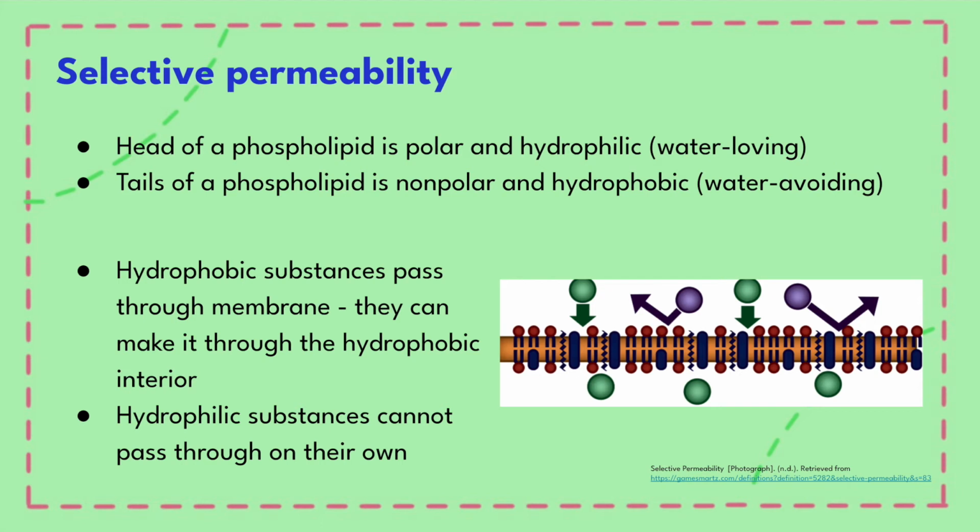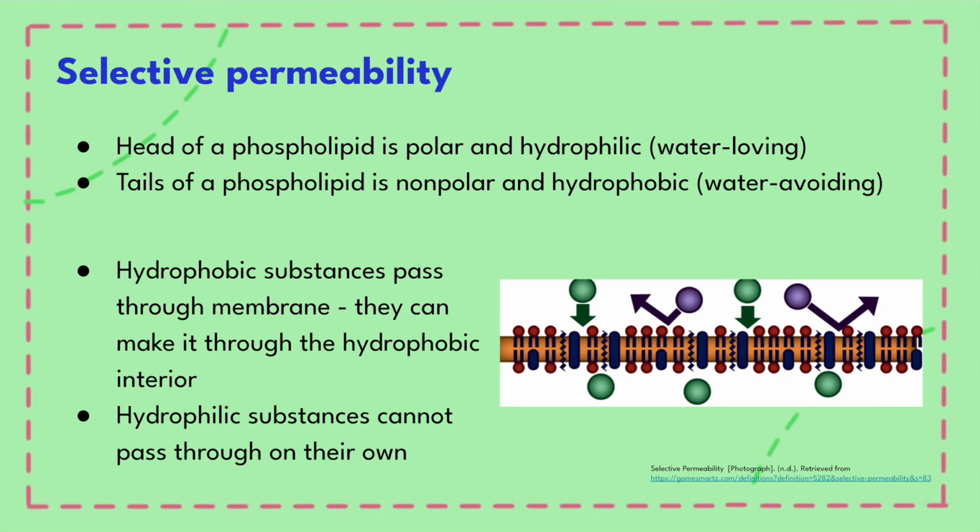That means the head is polar and the tail is nonpolar. Polar substances are hydrophilic, which give them a tendency to interact with water. That's why the heads are towards the cytoplasm or exterior of the cell membrane, because outside the cell is a hydrated environment. The tails, however, are nonpolar and therefore hydrophobic, which give them a tendency to avoid water.